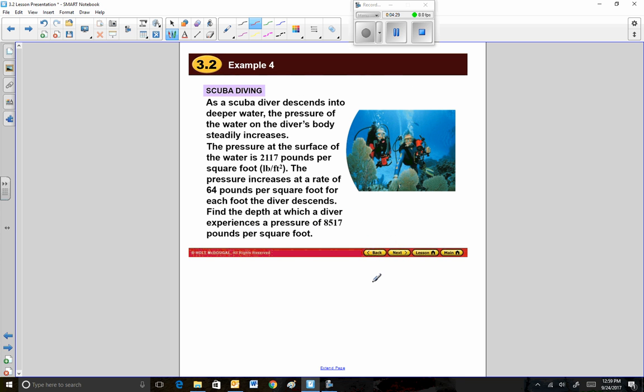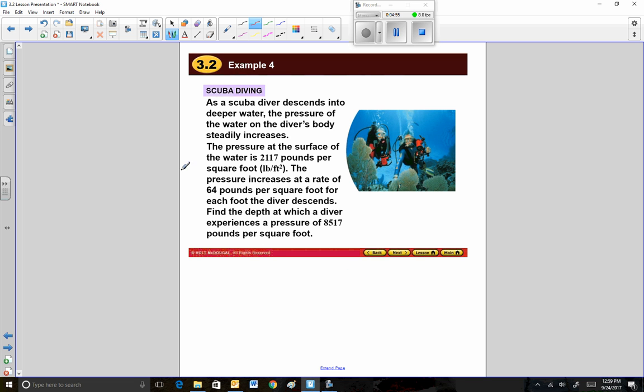All right, here we go. We have a word problem. As a scuba diver descends into deeper water, the pressure of the water on the diver's body steadily increases. The pressure at the surface of the water is 2,117 pounds per square foot. The pressure increases at a rate of 64 pounds per square foot for each foot the diver descends. Find the depth at which the diver experiences a pressure of 8,517 pounds per square foot.